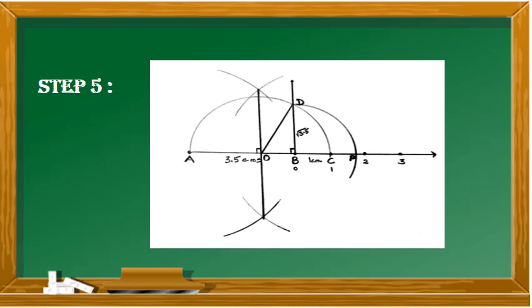Now you have to join OD. When you join OD, you get the right angle triangle BOD, where you have to justify it. Justification is to prove that BD is equal to square root of 3.5.